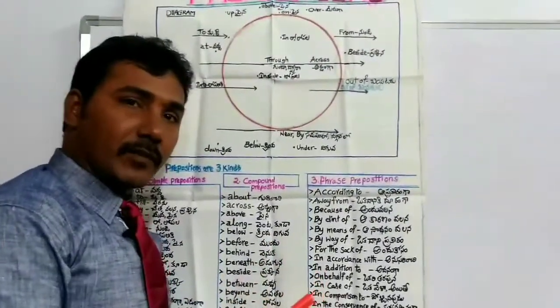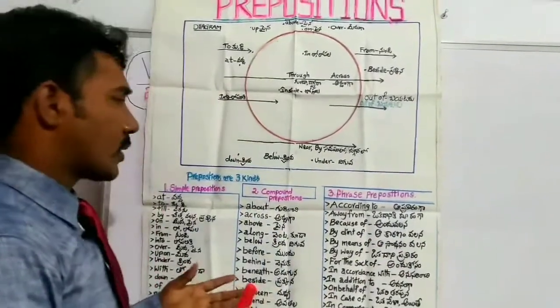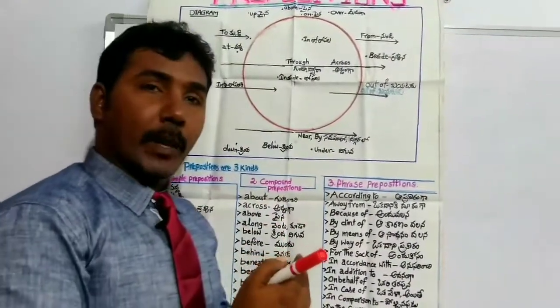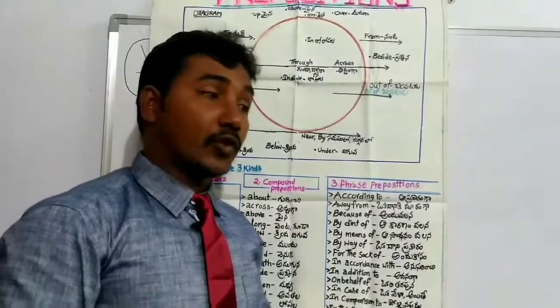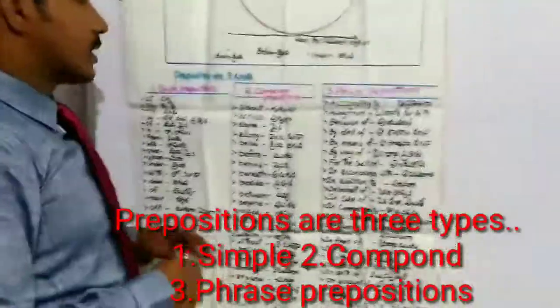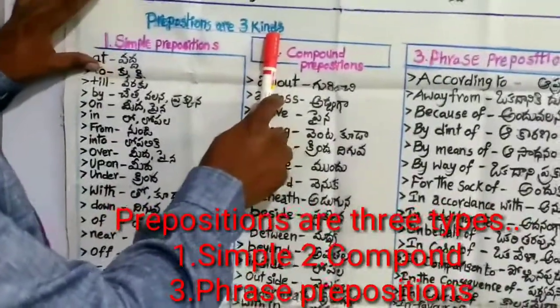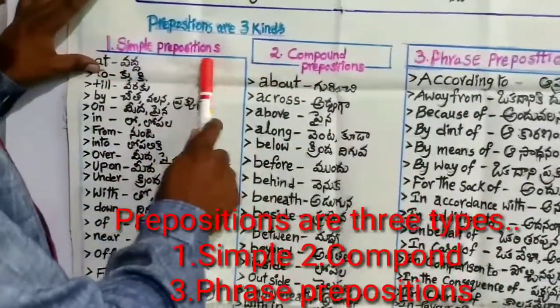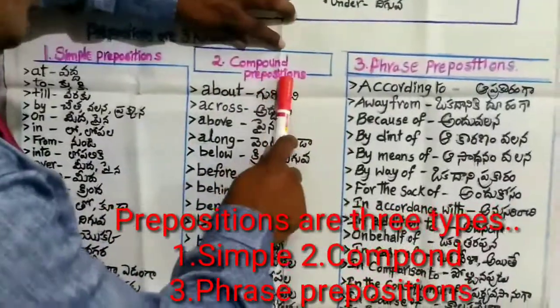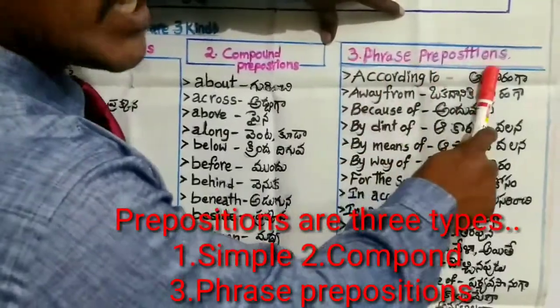Of course, finally, what are the types of prepositions? This is the most important thing for every English learner. When we are using prepositions in our daily language, our spoken English, we can use these three types of prepositions. Basically, prepositions are three types. They are simple prepositions, compound prepositions, and last one, phrase prepositions.